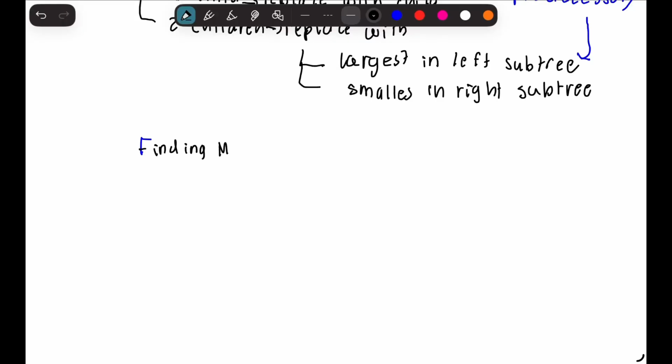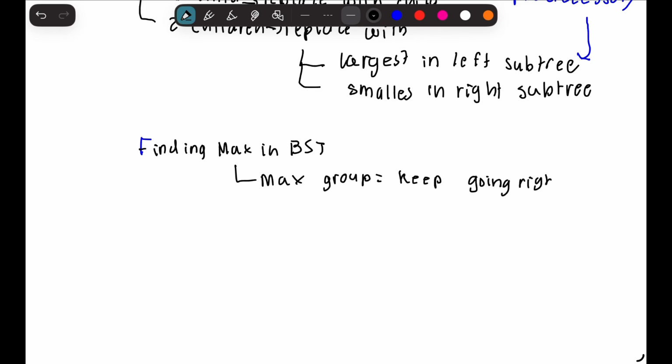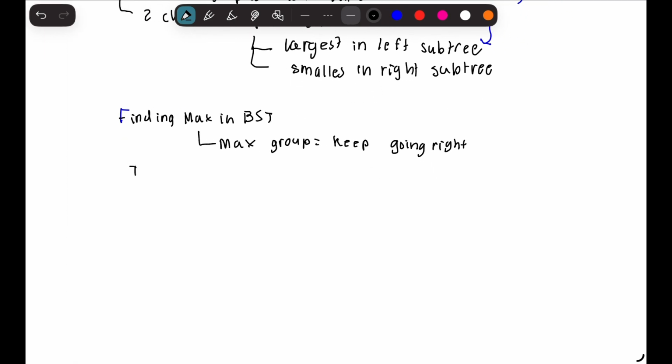For finding the max in a BST, you need to know that finding the max means you keep going right. This can be iterative, and your iterative solution will look something like this. You're going to have while root.getRight does not equal null, you're going to have root equals root.getRight.